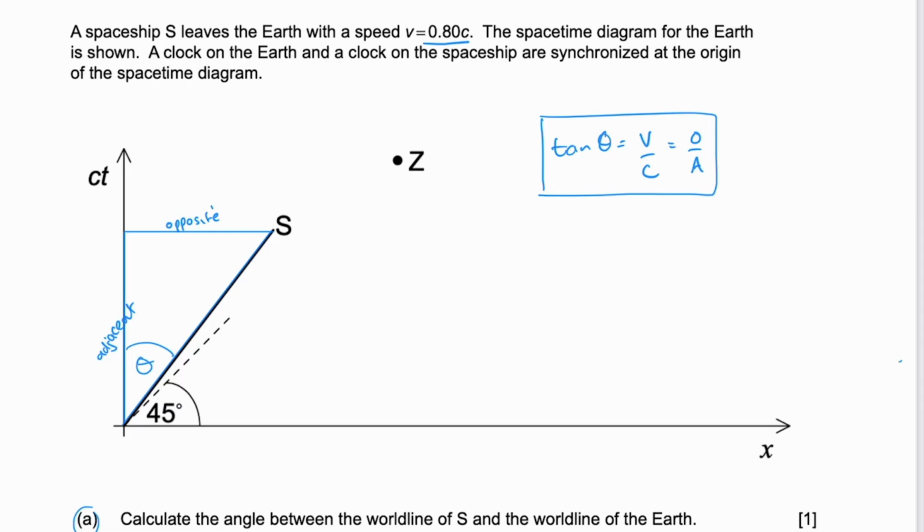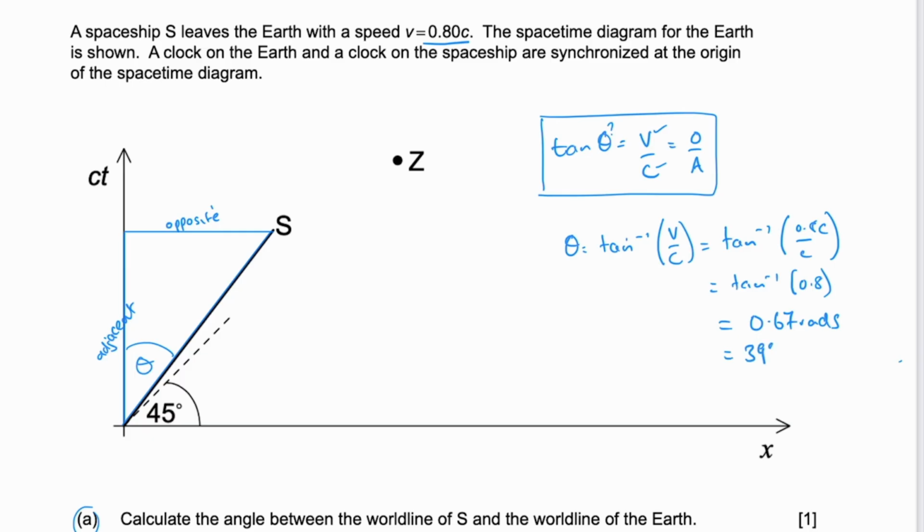Calculate the angle between the world line of S and the world line of Earth. So we want to know what this angle is, theta. In this case, we actually have v and c, and we want to know theta. So theta is equal to the inverse of tan v over c. So it's equal to the inverse of tan 0.8 c over c, which is the inverse of tan 0.8, which gives us an angle of 0.67 radians or 39 degrees. So theta is equal to 39 degrees.